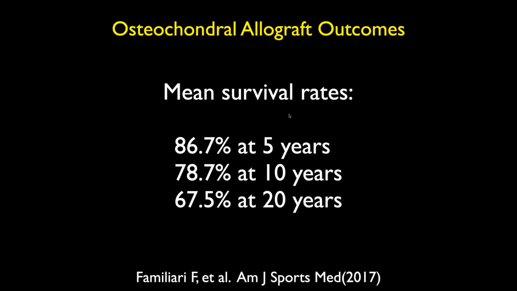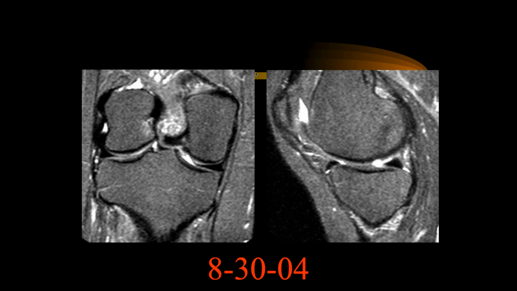Now, if you look at outcomes of grafts in this American Journal of Sports Medicine paper, mean survival rates at 5 years was actually pretty good, up around 87%, and then it dropped down over subsequent years. In radiology, we tend to see the failures because they're the ones that come back with symptoms. So I would have guessed that the rates were much lower than this, but that's probably because we have selection bias where we mostly just see the people who don't do well.